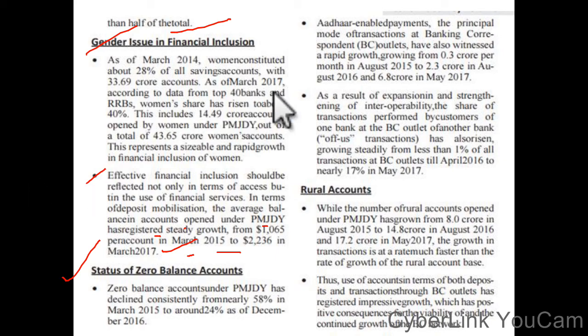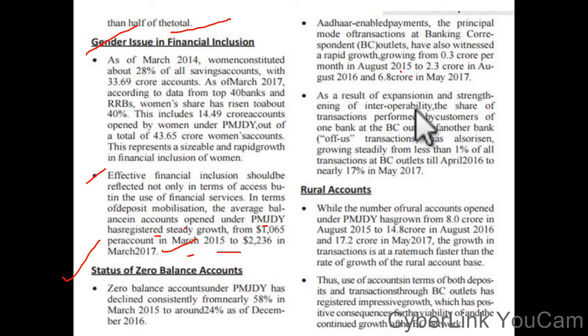Other enabled payments, the principal mode of transaction through banking correspondent outlets, have also witnessed rapid growth from 0.3 crore per month in August 2015 to 2.3 crore in 2016 and 6 crore in May 2017.